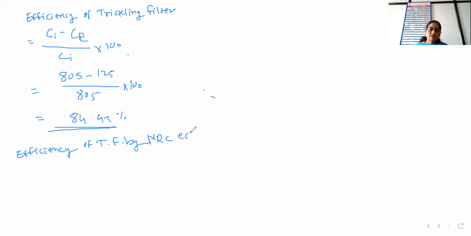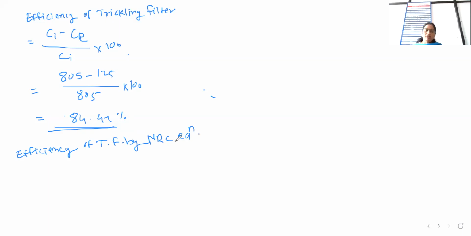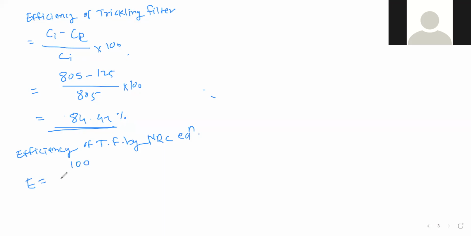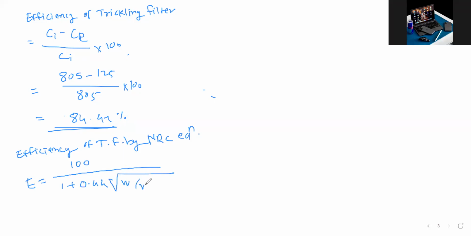What is the NRC equation? Can somebody help me to write the NRC equation? It is a single stage trickling filter. Whether it is two stage or like this, it is not mentioned. So definitely it is a single stage trickling filter. So if the single stage trickling filter is there, what is the equation? Someone please help me. 100 upon 1 plus 0.44 into under root W upon V into F.